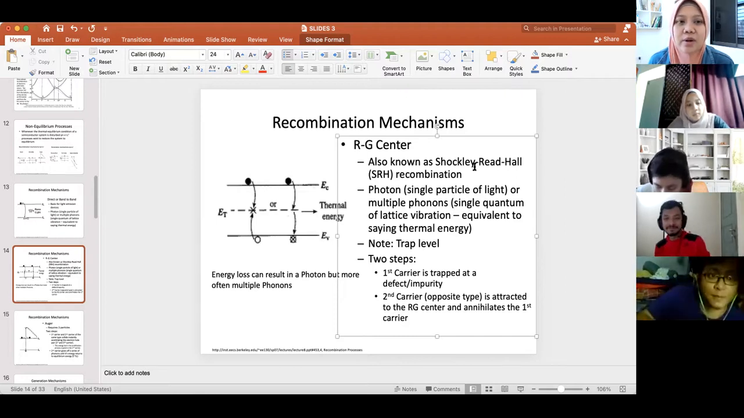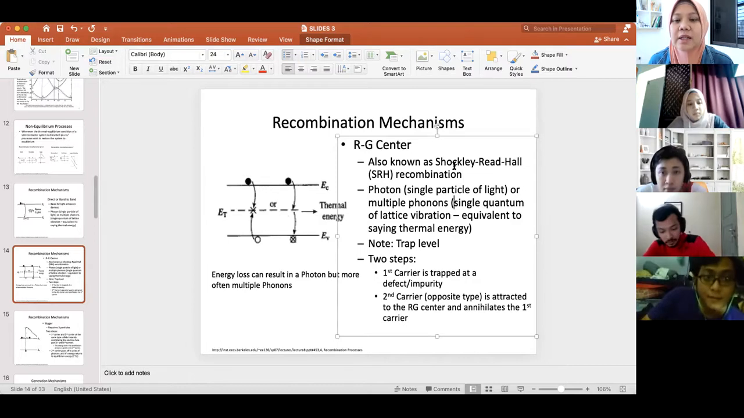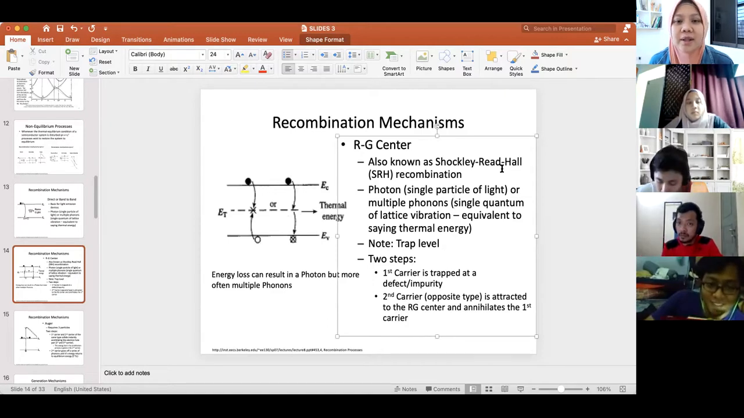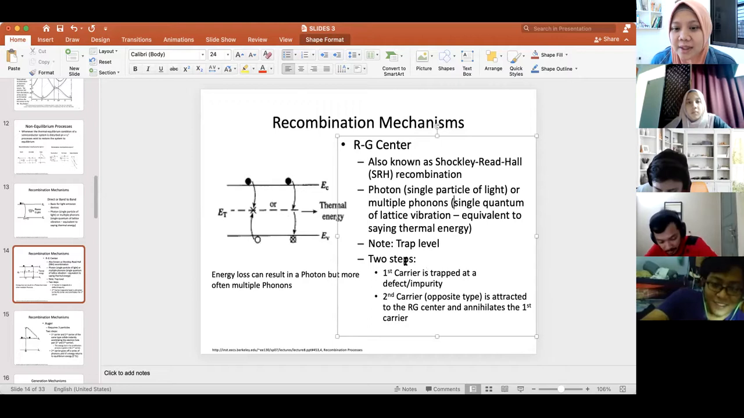Kenapa nama Shockley-Read-Hall? Sebab yang pertama jumpa this mechanism, dia tiga orang. Shockley, Read dengan Hall. Tiga sekawan. So dia jumpa dia buh nama dia lah macam tu. Okay. So that's Shockley-Read-Hall.